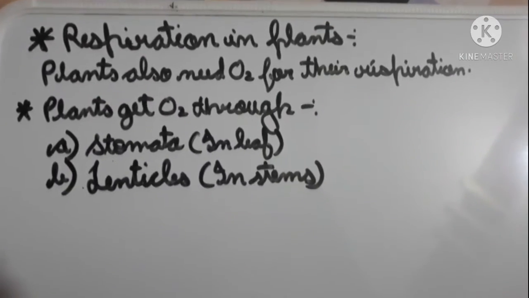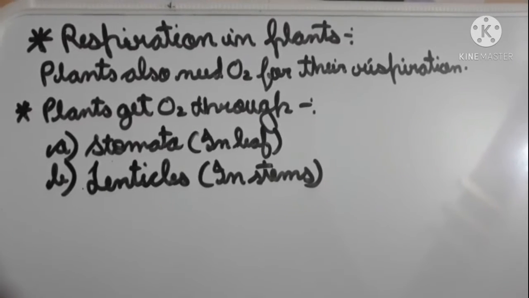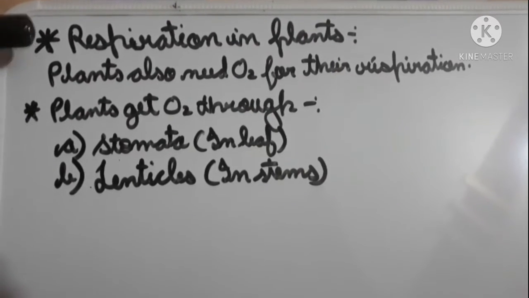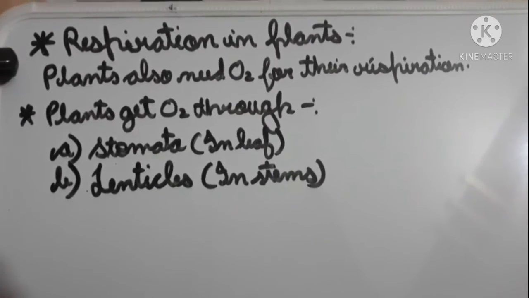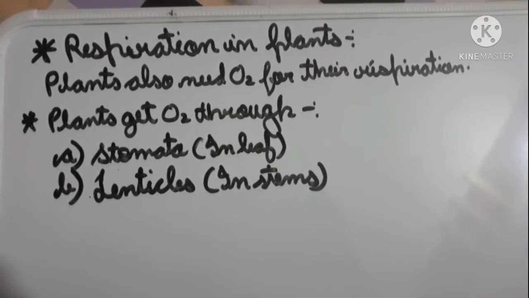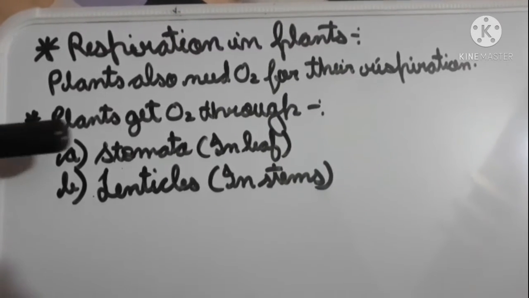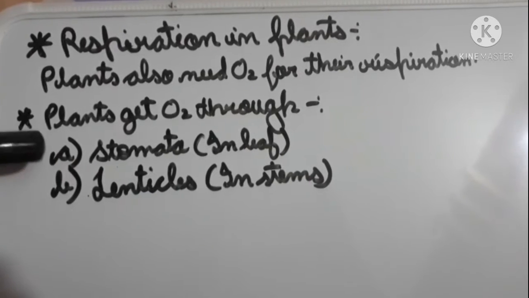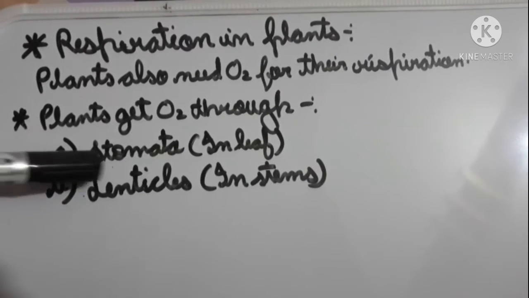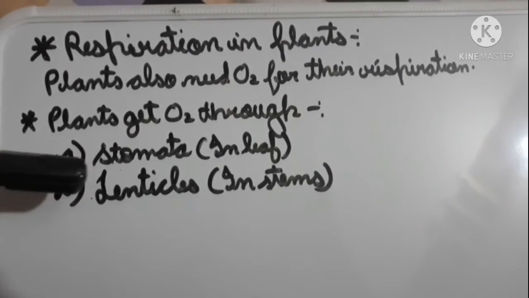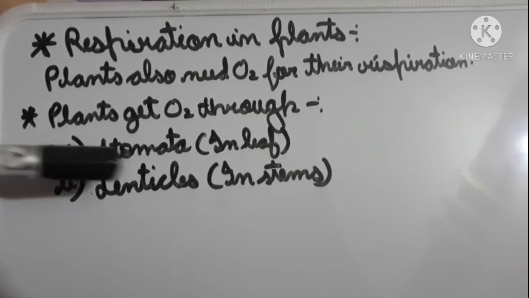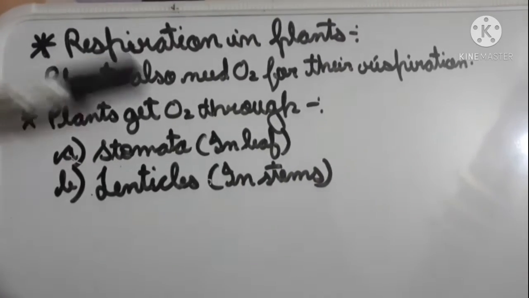Now, let us learn about respiration in plants. Many of us didn't know that plants also need oxygen for their respiration. Now, from where do plants get oxygen? They get oxygen from stomata and lenticels. Stomata are in leaves and lenticels are in stems.